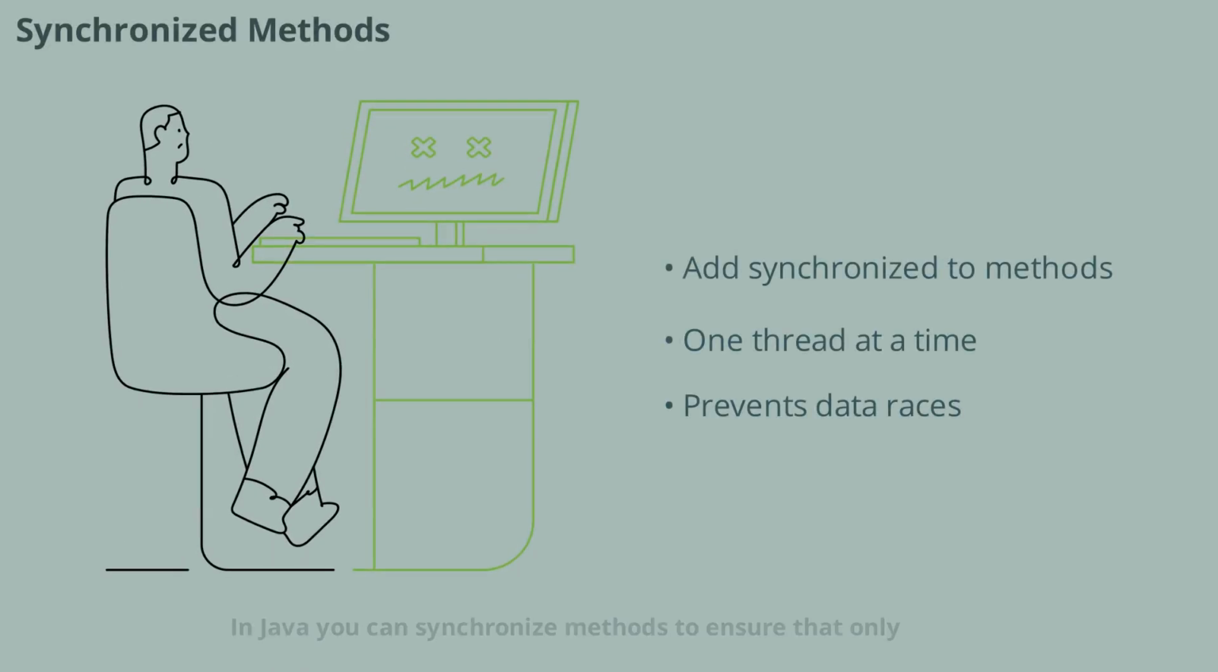In Java, you can synchronize methods to ensure that only one thread can execute them at a time. By adding the synchronized keyword to a method, you prevent other threads from entering the method until the current thread finishes. This is a simple way to protect shared resources, but it can impact performance if overused.